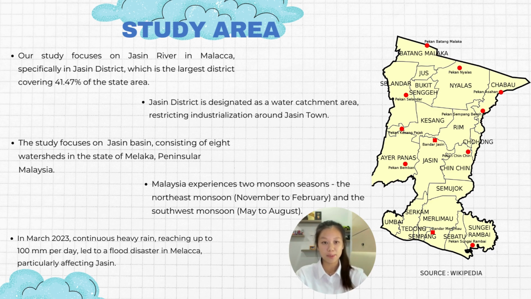Basically, Malaysia experiences 2 monsoon seasons. The first one is the northeast monsoon, from November to February. The second one is the southwest monsoon, from May to August. In March 2023, continuous heavy rain reaching up to 100 mm per day led to a flood disaster in Melaka.